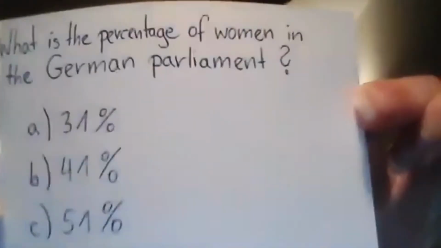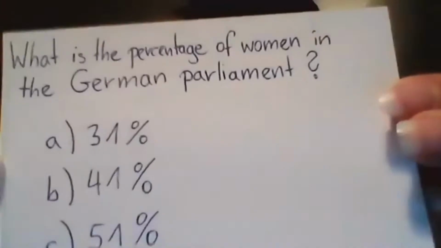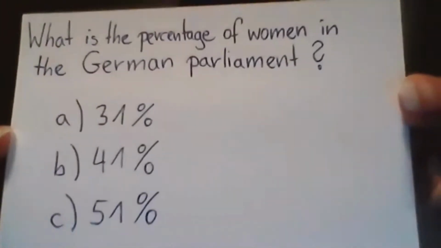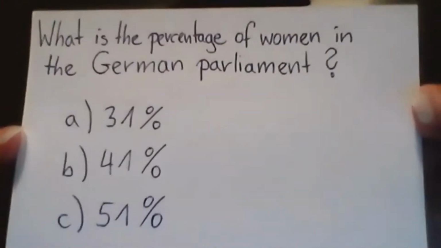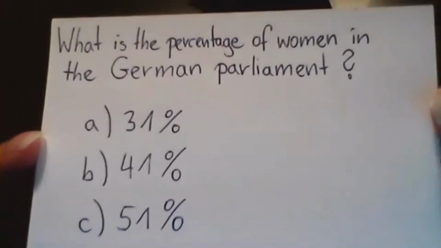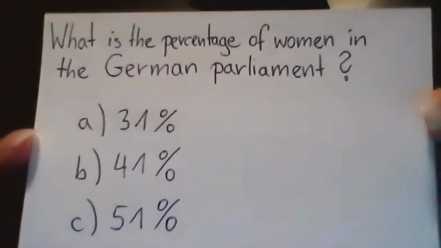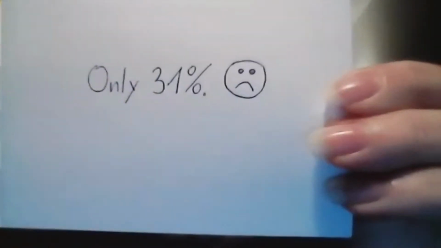What is the percentage of women in the German parliament? 31%, 41%, or 51%? The answer is, it's only 31%. This shows the underrepresentation of women in politics. Laws for women are made without women. Voices are missing since so many years. But all voices in a country should be counted to live a democratic life.